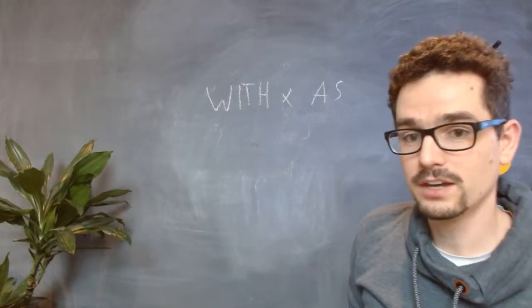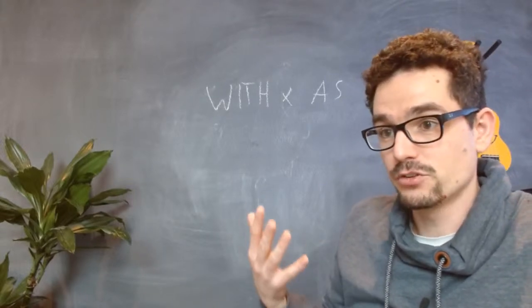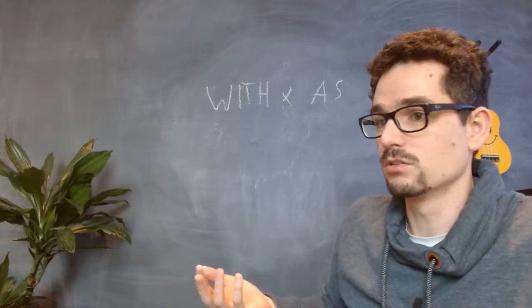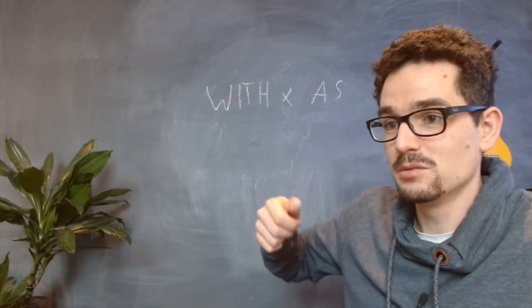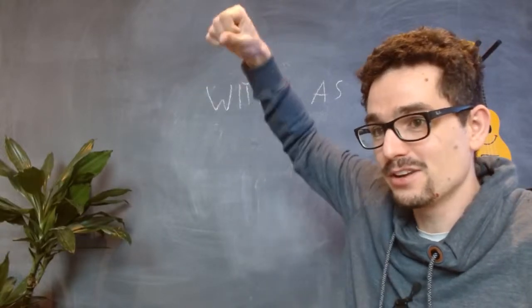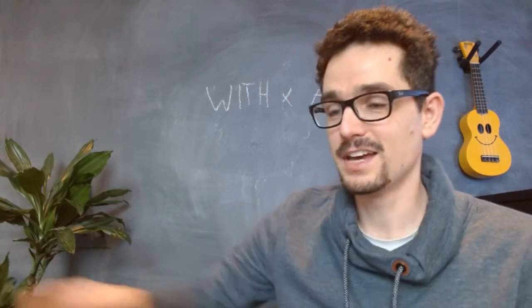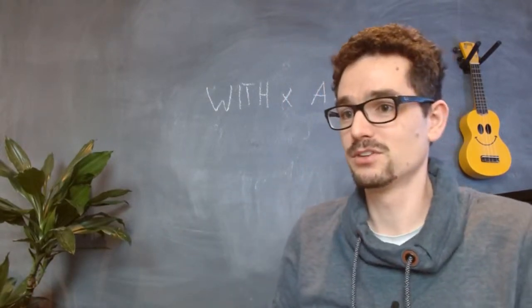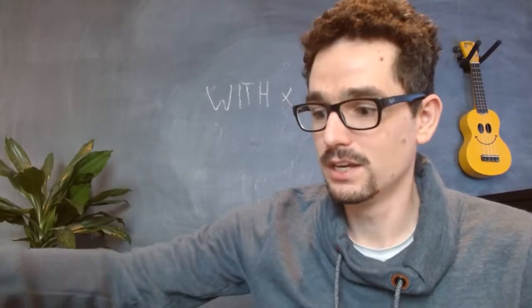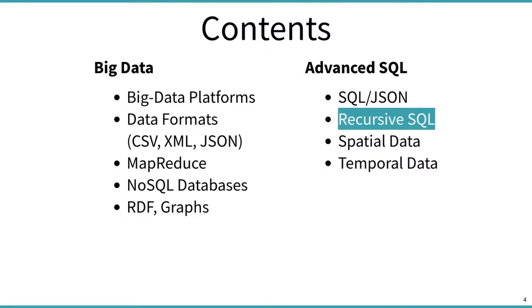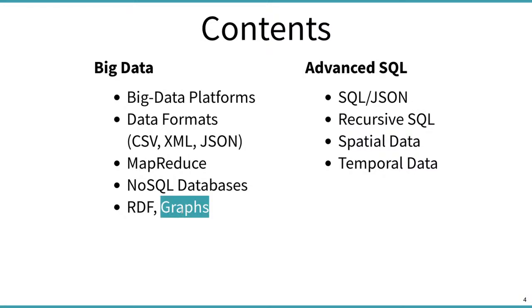And with this technique, you can write graph queries. You can write transitive closures, compute who your father is, your grandfather, your great-great-grandfather, how many descendants or ancestors somebody has. You can make tree algorithms with recursive SQL. This will be a chapter, recursive SQL. So we will talk about graphs in this lecture as well, a lot. Yeah, graphs is written here.